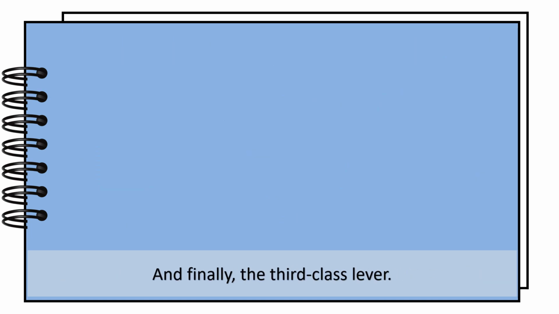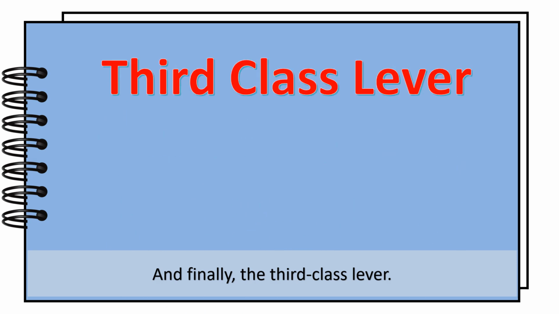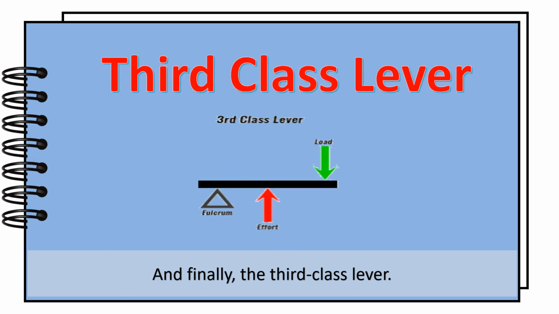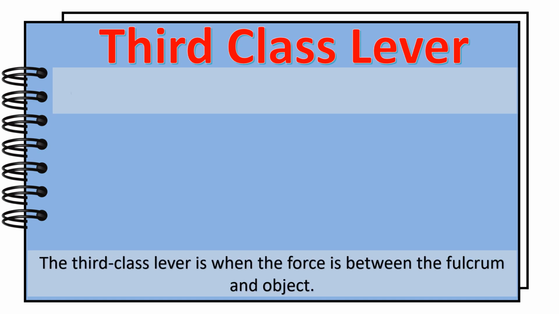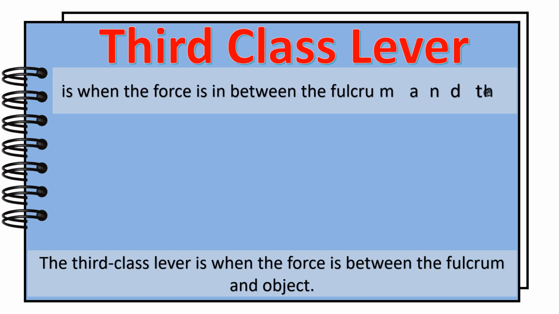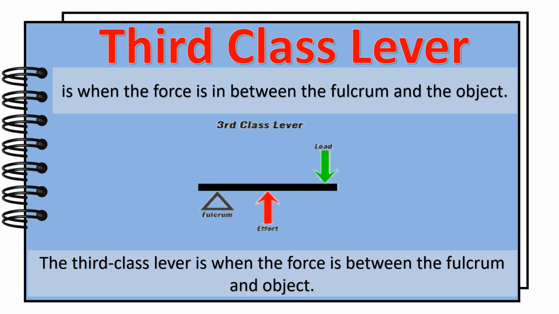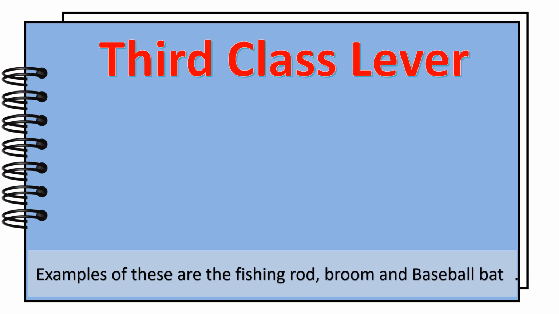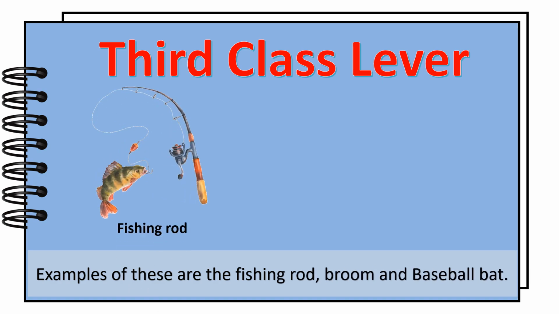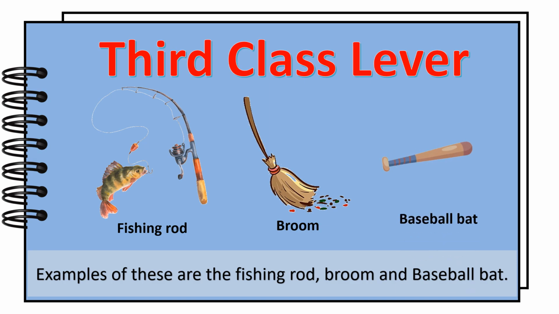And finally, the third class lever. The third class lever is when the force is between the fulcrum and the object. Examples of these are the fishing rod, broom, and the baseball bat.